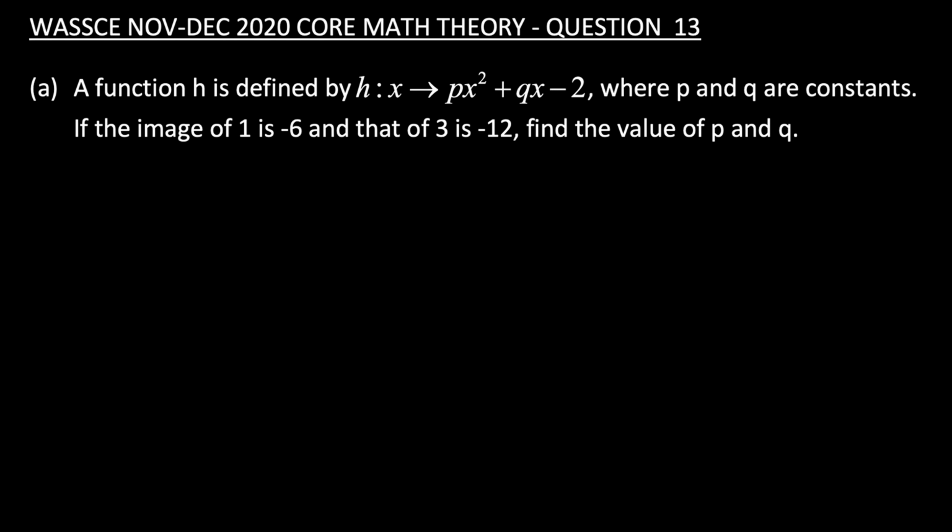13a. A function h is defined by h of x maps onto px squared plus qx minus 2, where p and q are constants. If the image of 1 is minus 6 and that of 3 is minus 12, find the values of p and q.